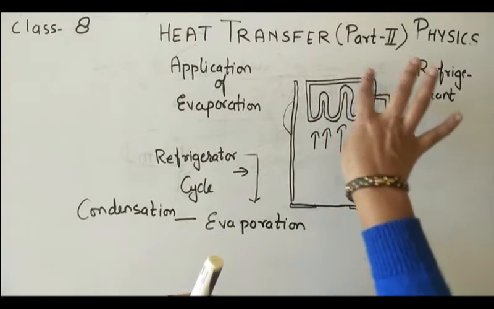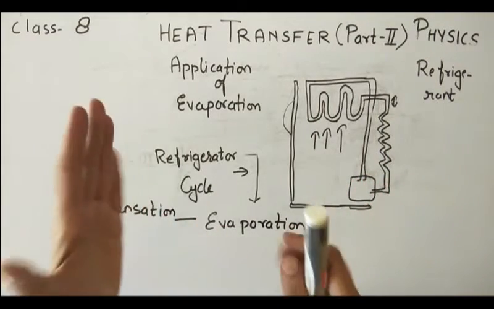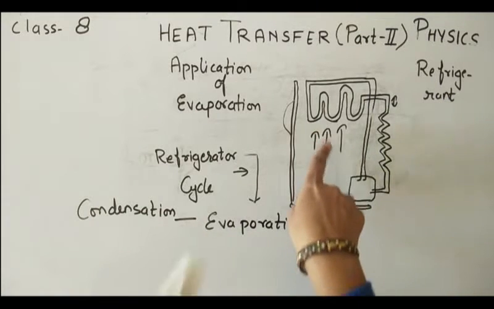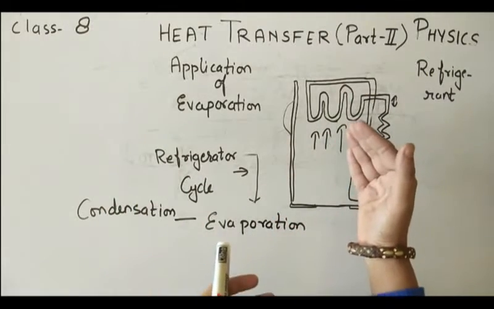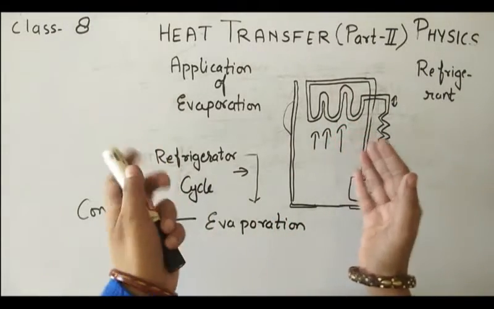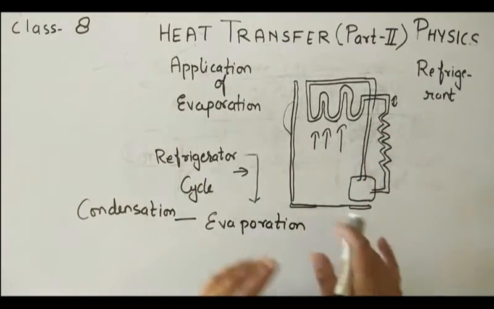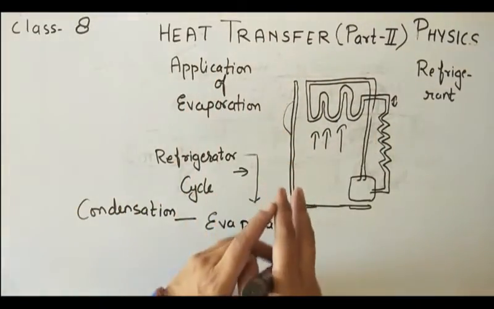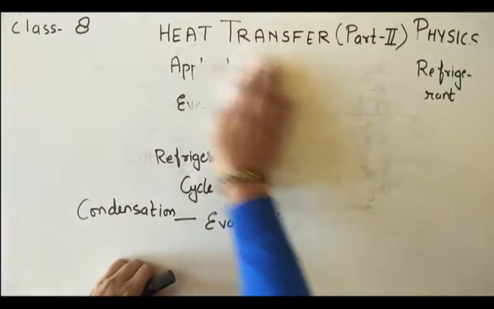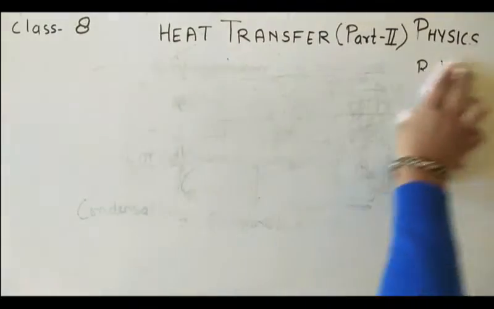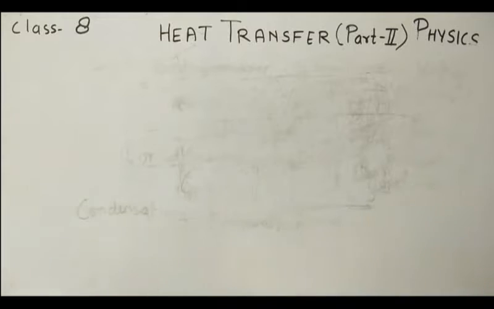When this vapor passes through the condenser, as you know, the condenser turns gases into liquid. So when this gas passes through the condenser, it changes back into liquid and releases the heat outside. This cycle continuously goes on, and it cools down the material kept inside the refrigerator. Okay, now let us start another topic, which is boiling.